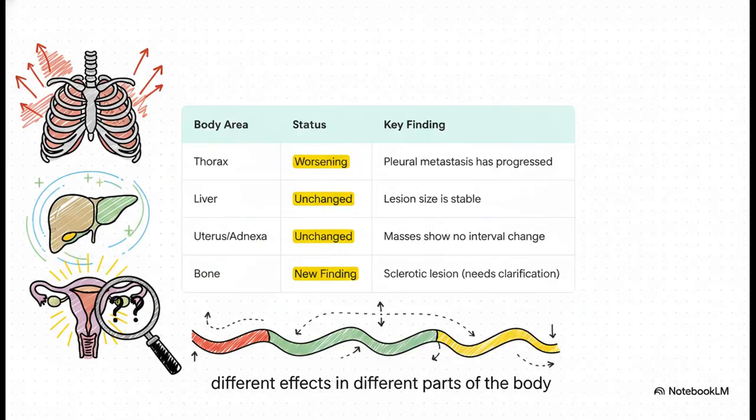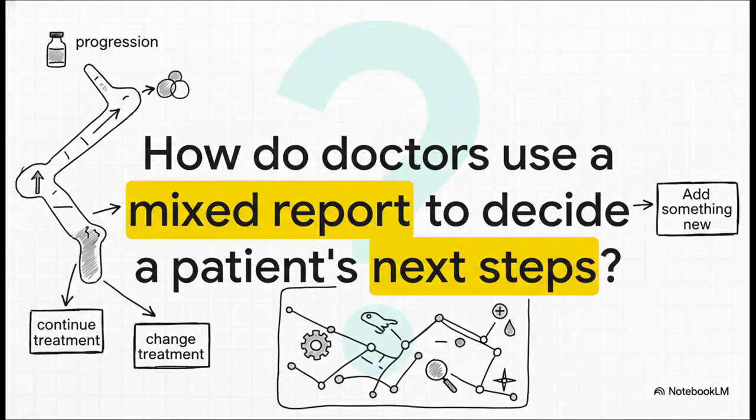This table really brings the whole complex picture together at a glance. You've got a profoundly mixed report. One area, the thorax, is clearly, undeniably worsening. Two other major areas are stable, holding steady. And then you have a brand new finding in the bone that needs more investigation. The big takeaway here is that the treatment seems to be having very different effects in different parts of the body. And all of that leaves us with the ultimate question, doesn't it?